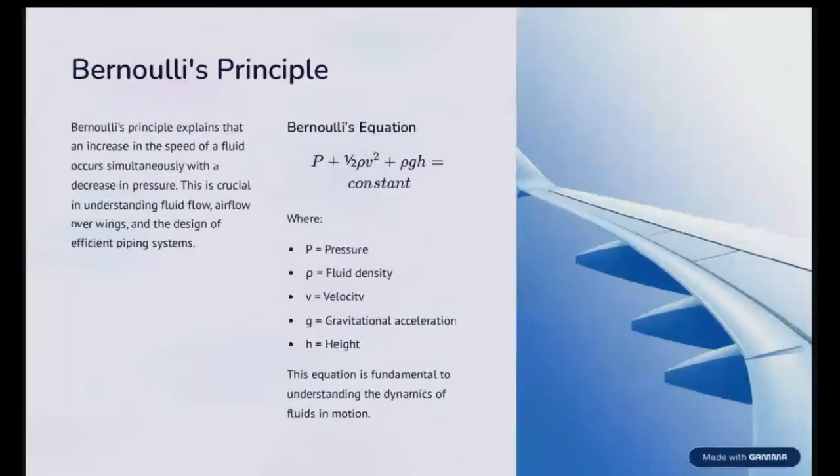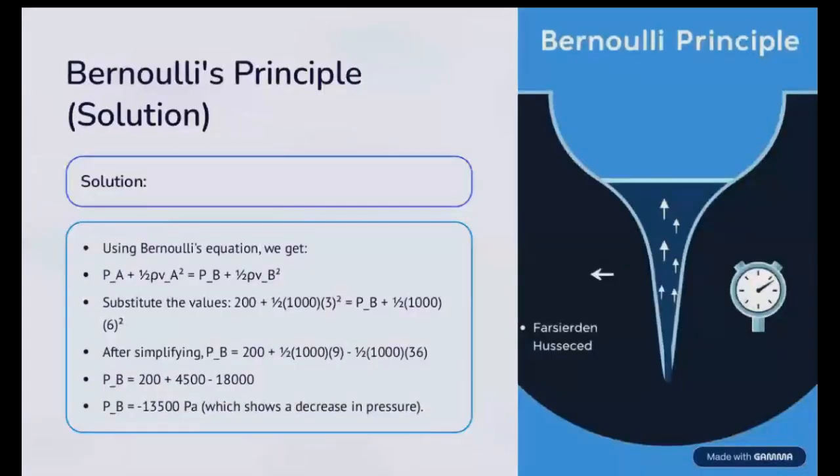So let's see, with that, if you solve this, putting all the parameters correctly, you should be getting minus 13,500 as your final answer. So this shows that there was a decrease in pressure as the fluid moved from point A to point B.